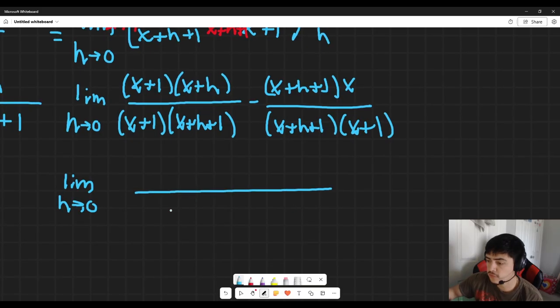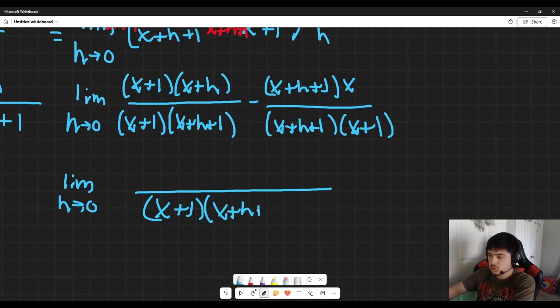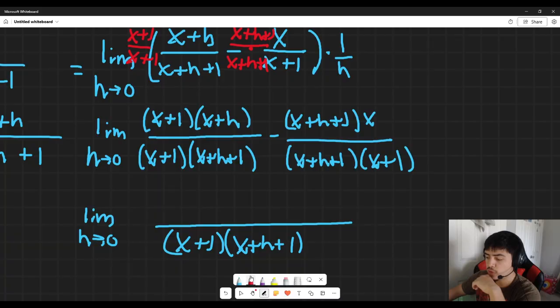So it's going to be all over one fraction of just x plus 1, like that, times x plus h plus 1. Sorry, that doesn't look too nice. Like this. Like that. And then on the top here, we can go ahead and FOIL some stuff.